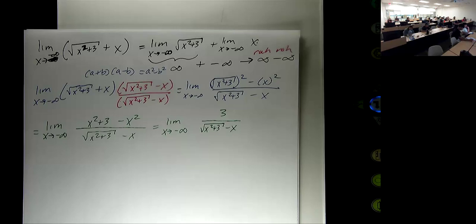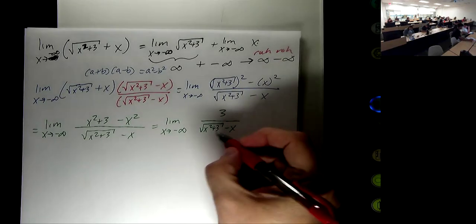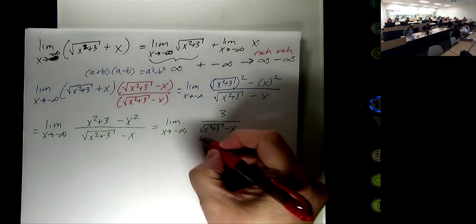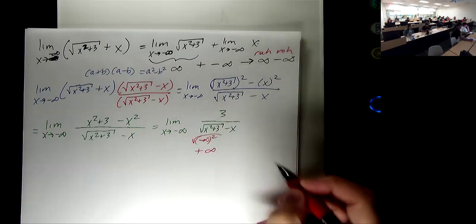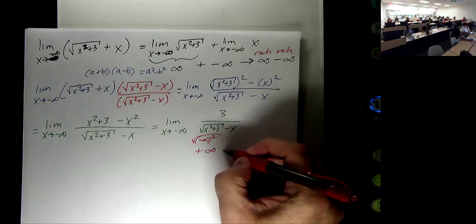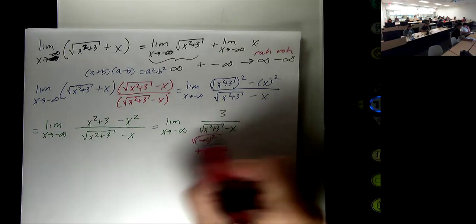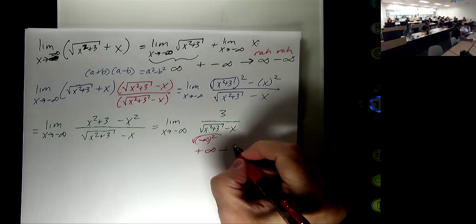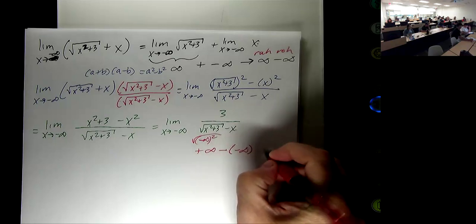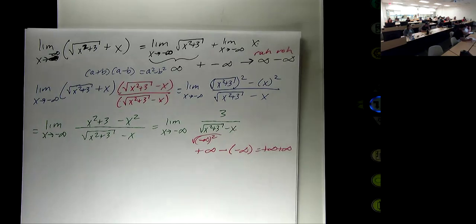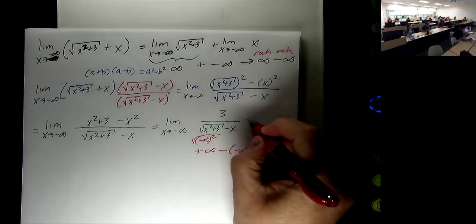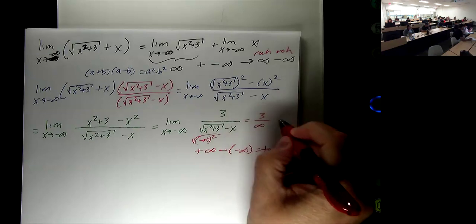So what's going on on the bottom? Negative infinity is getting squared and square rooted, so this is going to be a positive infinity. Then we're subtracting x, but x is going to negative infinity. So we've got a plus and a plus, so it's just infinity still. So this is going towards 3 over infinity, which is 0.